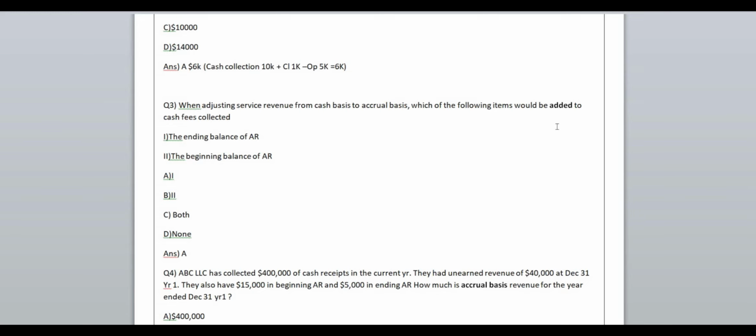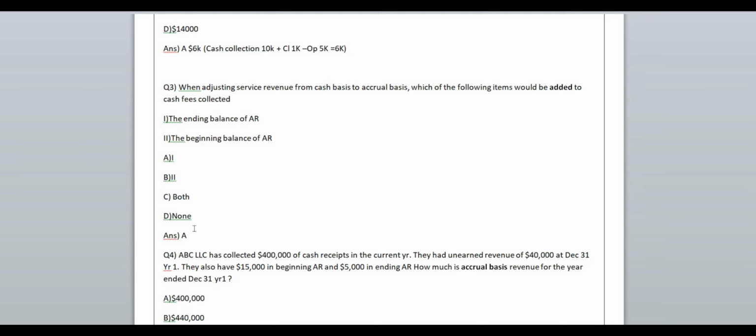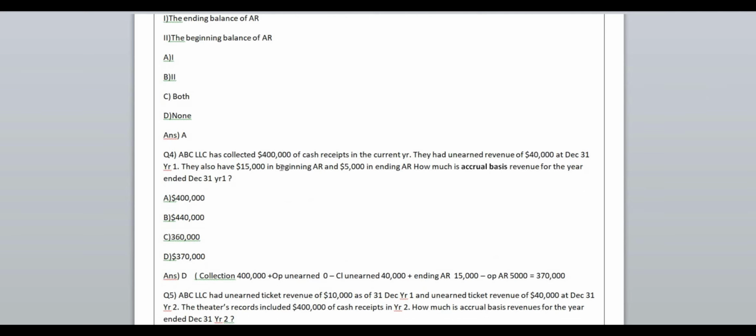Which one should be added? Closing minus opening. So closing needs to be added. The ending balance of accounts receivable needs to be added. So the answer will be A, the ending balance of accounts receivable. Coming to the next question.